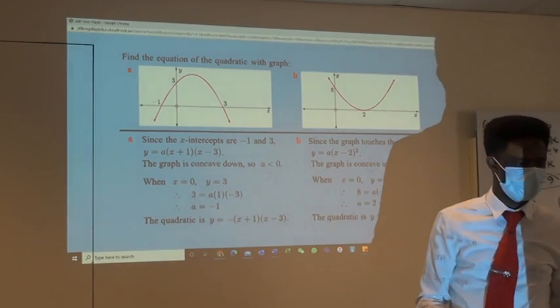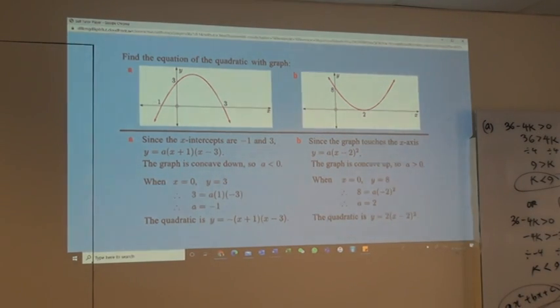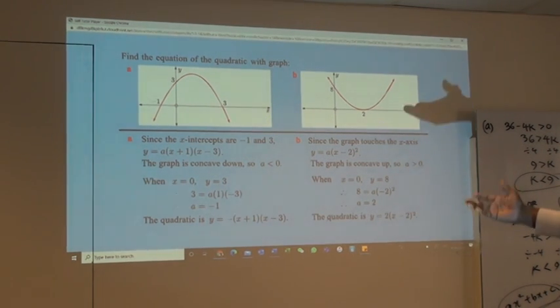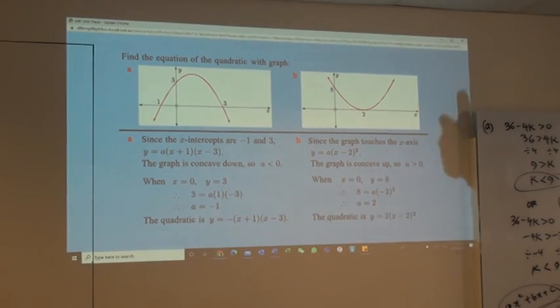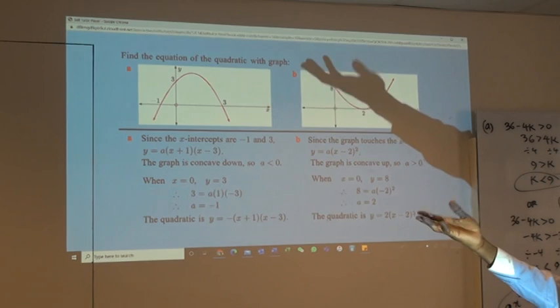Understand? Because the question is not about finding the curvature or telling us the shape of the graph. The question is find the equation. So if you don't talk about a less than 0, it has to be concave downward, it's immaterial. If you include it, no problem. If you don't include it, no problem.